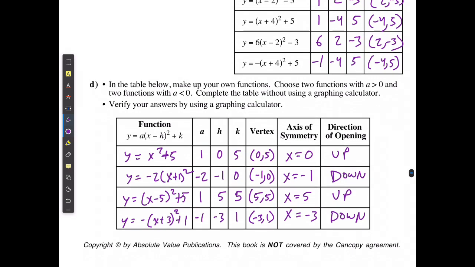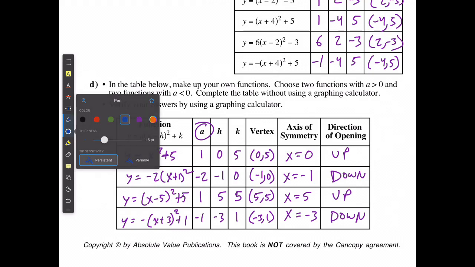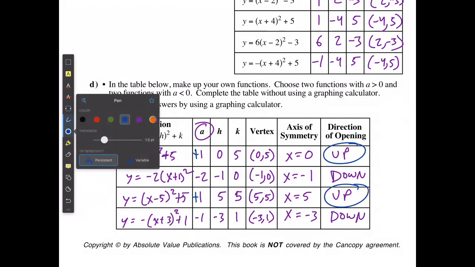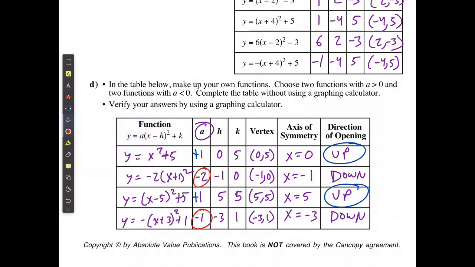So, the pattern that I'm seeing here, well, a, just like it was in our general form, is going to determine whether it opens up or down. When a is positive, it opens up. When a is negative, it opens down. The vertex always occurs at the values of h and k. And the axis of symmetry is consistently x is equal to h, or the x value at the vertex.